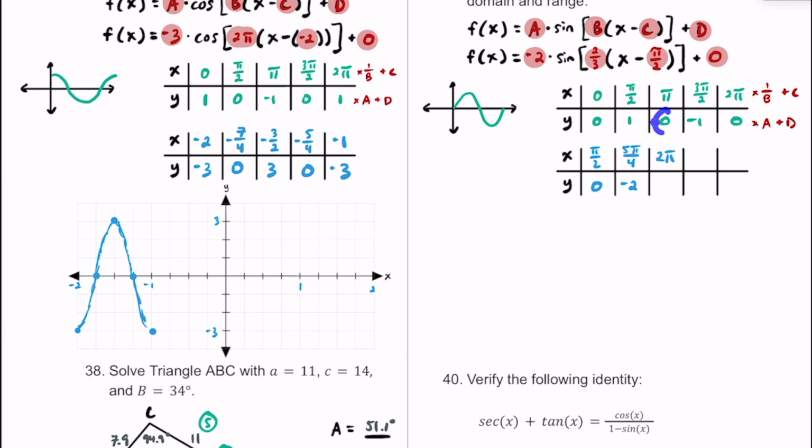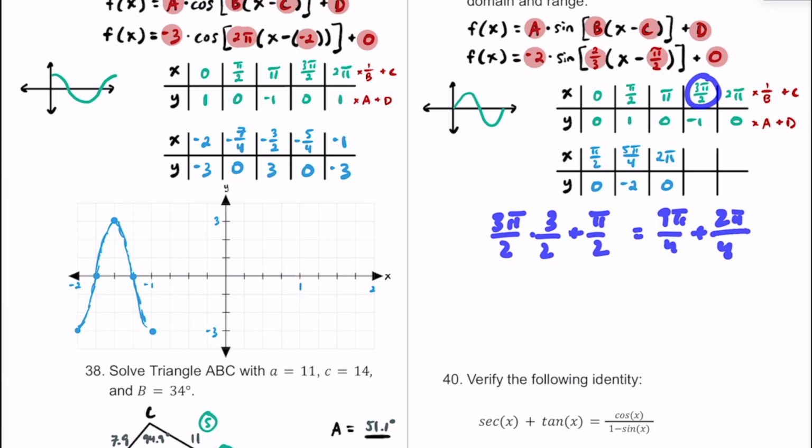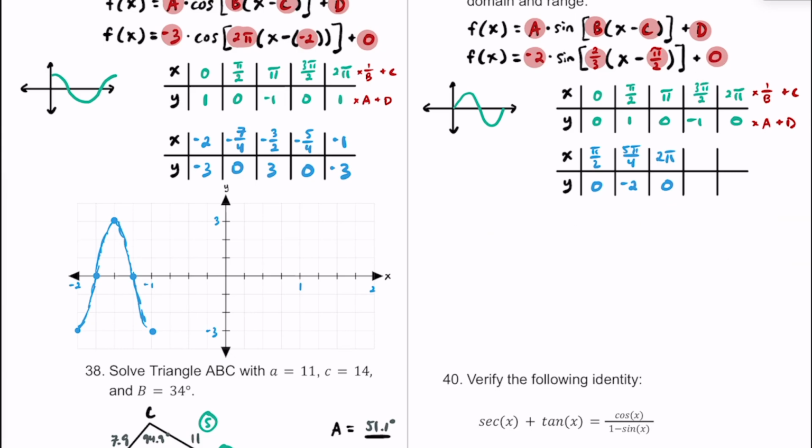And for when y is equal to 0, notice that we had y equals 0 here. So when this is 0, this is also going to be 0. So I'm just going ahead and write that in. Now what about when x is 3 pi over 2? Let's take this 3 pi over 2, multiply it by 1 over b, or times 3 over 2, then add on this pi over 2. So let's see, this is going to be 9 pi over 4 plus, and then we can say this is going to be 2 pi over 4. So that's going to be a total of 11 pi over 4. So I'm going to put that x value in here, 11 pi over 4.